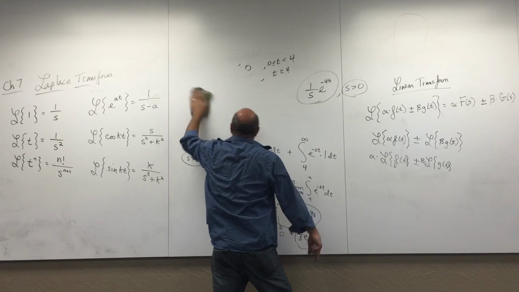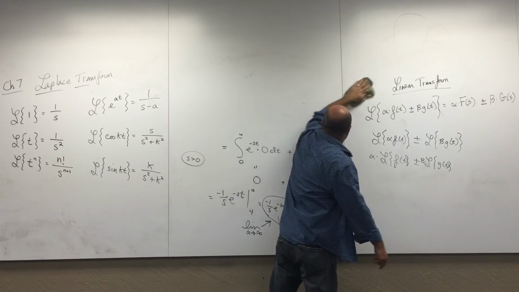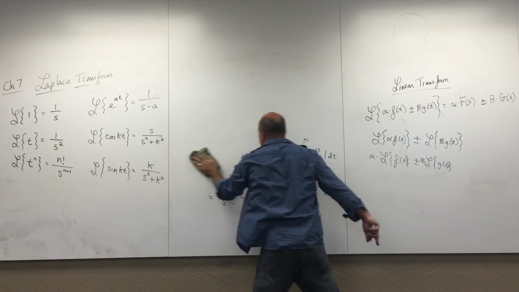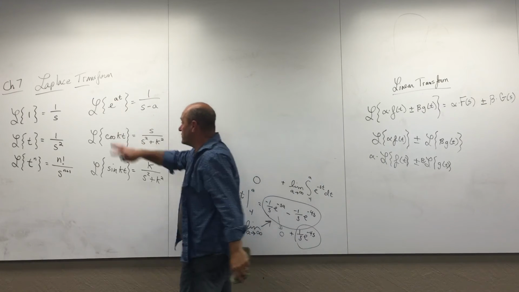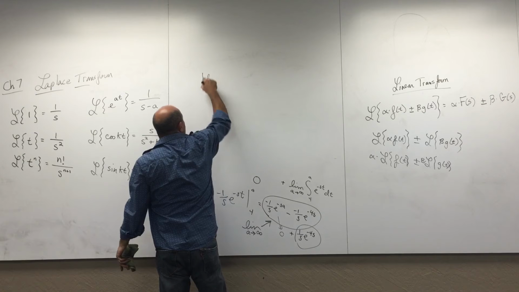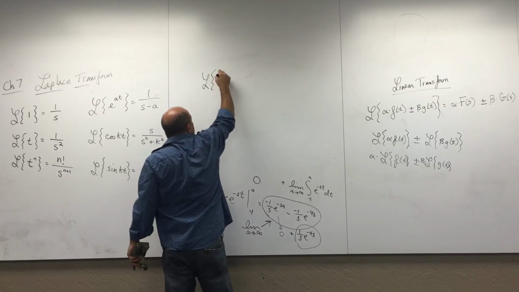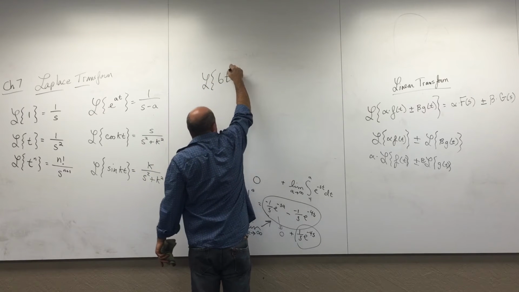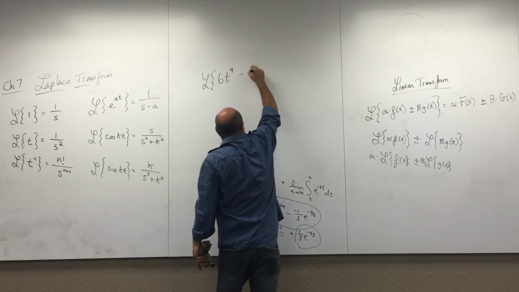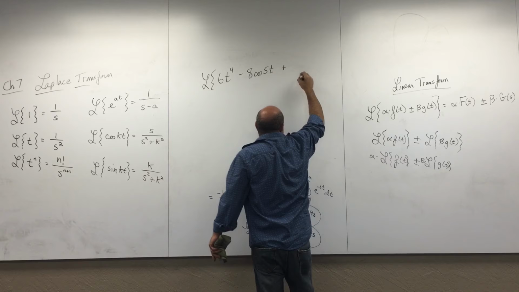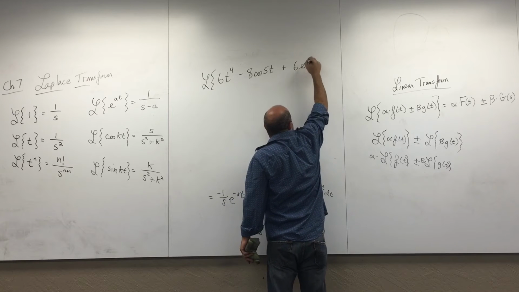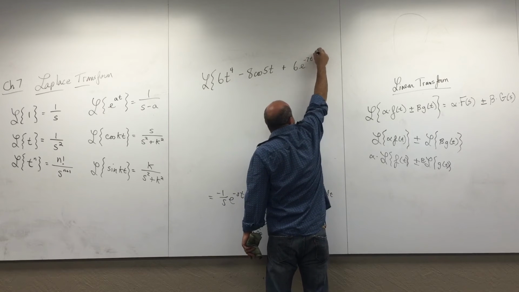Now you're ready. Okay, so I'm going to give you a Laplace transform chart that has all possible Laplace transforms on there. But right now, you can just go with this chart. And can you do the Laplace transform of this? 6t to the 4th minus 8 cosine 5t plus 6e to the negative 7t.